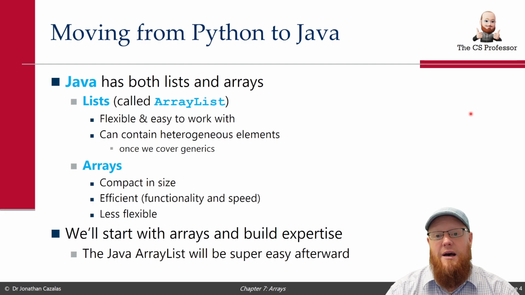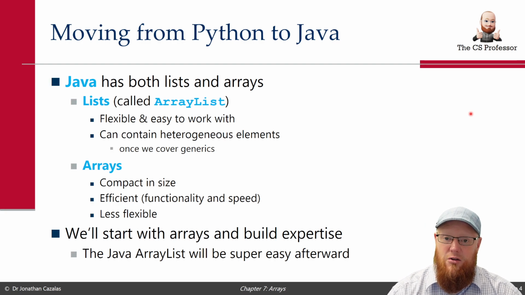Java, we have lists as well as arrays. Now in Java, the list is called an array list. The value of an array list, similar to the list in Python, is that they're flexible, they're easy to work with. They also can contain heterogeneous elements. The arrays in Java, like Python, are also compact in size. They're going to be very efficient with respect to speed. They're also going to be a little bit less flexible.